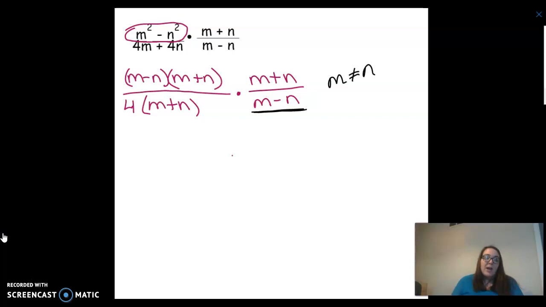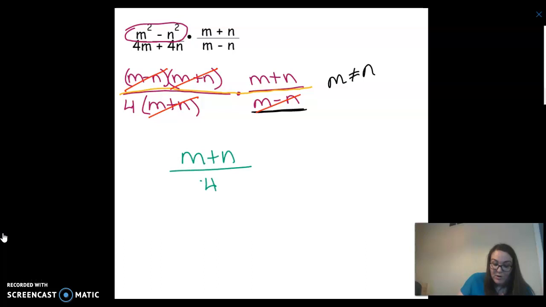Okay, now when you have multiplication here, you can use your cross simplifying, because this multiplication actually means that this is one big fraction. I didn't really show that very well as I was drawing that across, but this multiplication is one big fraction. Okay, that means anything numerator to denominator that's the same will eliminate. So my m plus n here can eliminate. This m minus n, because it's one big fraction, can eliminate. And then anything that's not eliminated is all I have left for my final answer. I have an m plus n on the numerator and a 4 on the denominator.